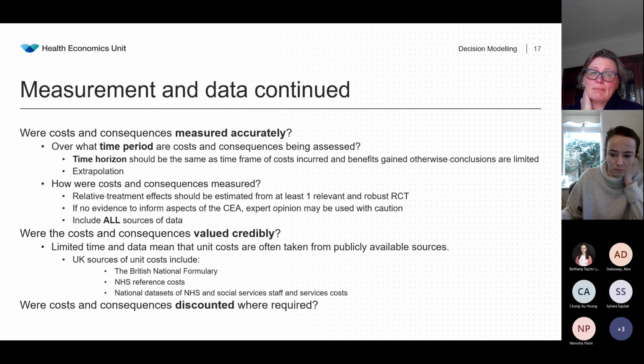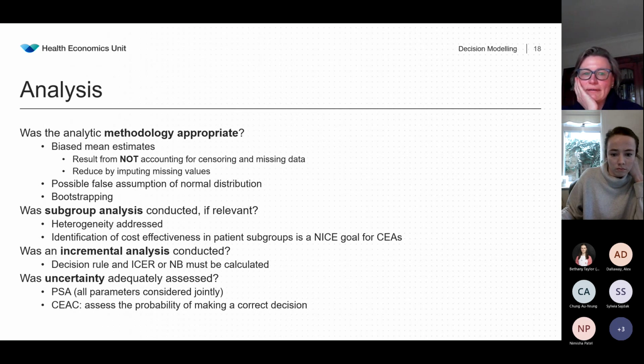And then whether appropriate sources were used to estimate unit costs. And there are a number of publicly available sources that you could turn to. And then in certain circumstances, you would have to apply discounting as well. And finally is the analysis itself. So whether the methodology was appropriate.